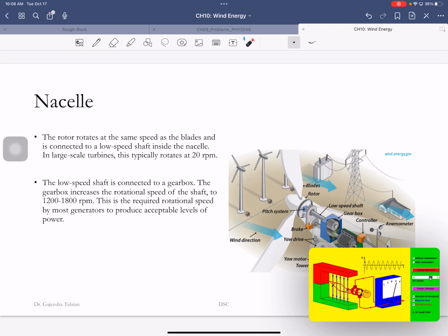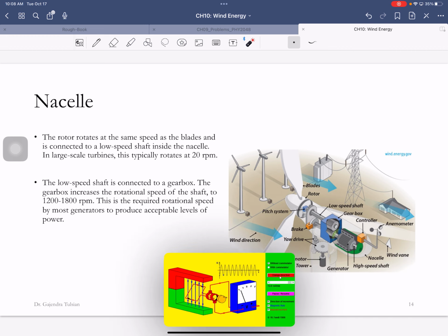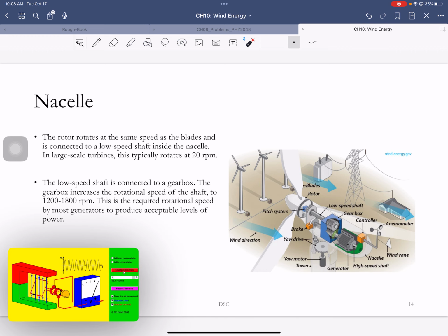The low speed shaft is connected to a gearbox, and the gearbox increases the rotational speed of the shaft to 1200 to 1800 RPMs. This is the required rotational speed for most generators to produce acceptable levels of power. So that wire needs to be rotated at 1200 to 1800 RPMs. You guys understand?